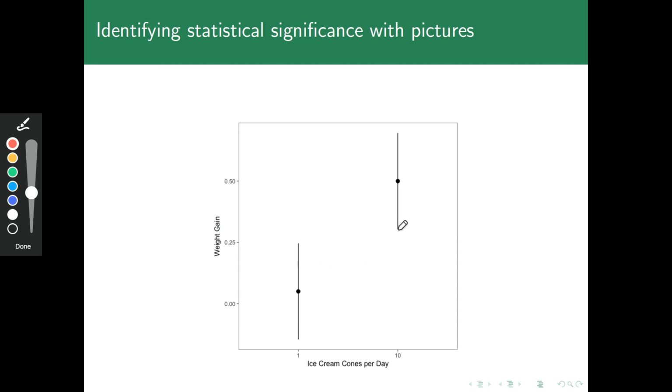However, if you come over here to 10 and look at this bottom confidence interval and trace it over here to the y-axis, we're pretty certain that some amount of weight is being gained if you eat 10 ice cream cones. It's somewhere between, let's say, about 0.3 and 0.6, but those values are above 0. So that's how you know that it's statistically significant.